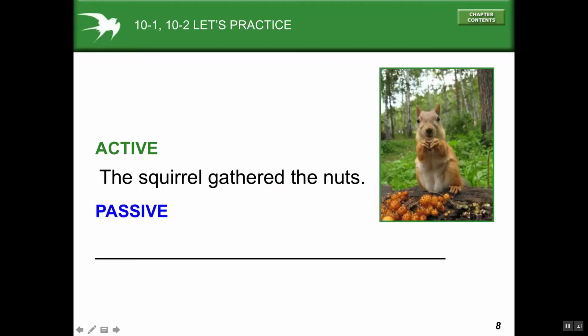So try this yourself. If you needed to change this sentence, the squirrel gathered the nuts, to passive, how would you do it? Think about it for a second.